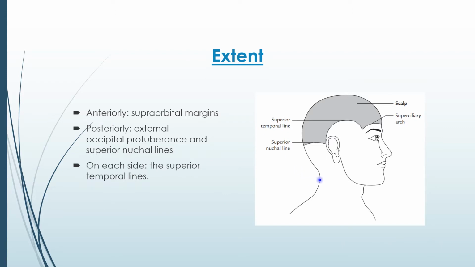Now let us look at the extent of the scalp. Anteriorly, it starts at the superciliary arch and extends posteriorly till the superior nuchal line. Laterally, on each aspect, we have the superior temporal line, above which we have the scalp. Below the superior temporal line, we have the superficial temporal region. So, we can say that anything above the eyebrows and the ears consists the scalp.